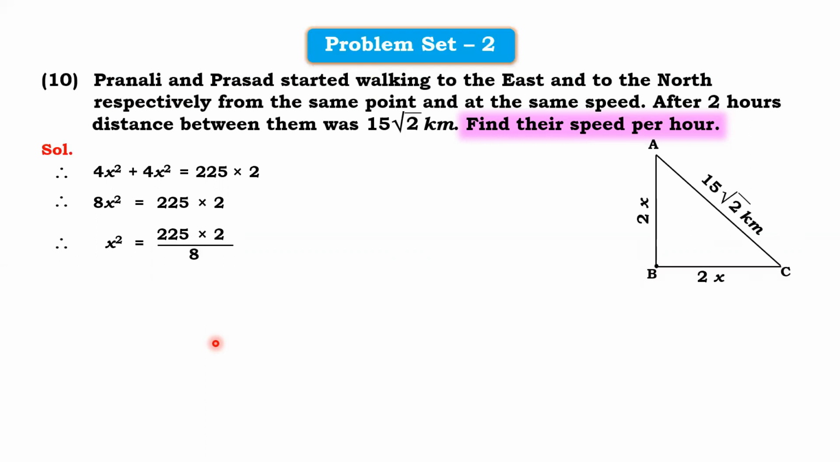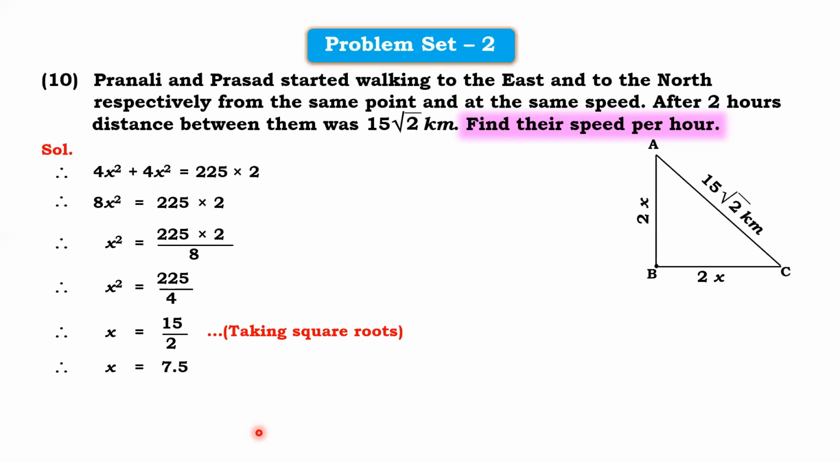Now we can do the calculation. 2 ones are 2, 2 fours are 8. So x square is equal to 225 upon 4. Now 225 and 4 both are perfect squares. So therefore if you take square root, x is equal to square root of 225 is 15 and square root of 4 is 2. Reason: taking square roots. So 15 upon 2, if you divide, students, we get the answer as 7.5.